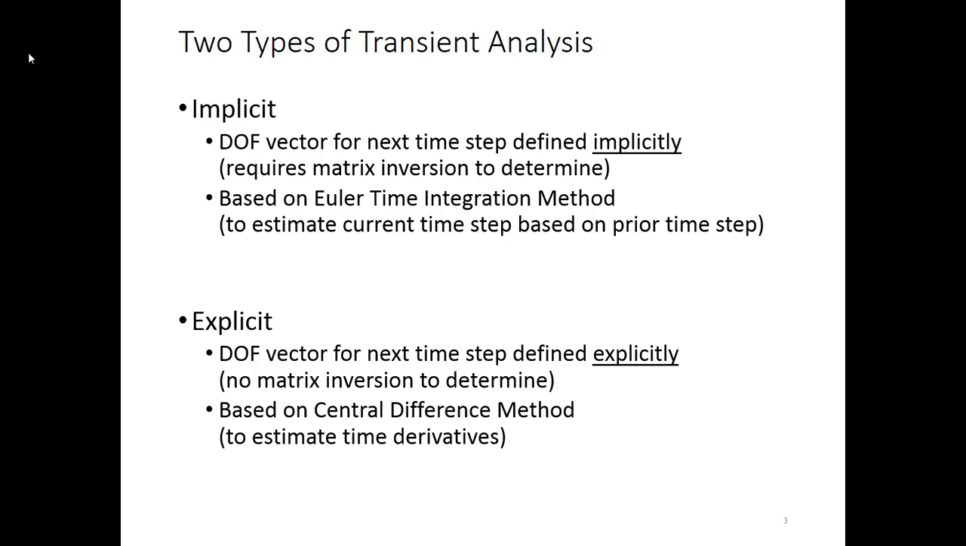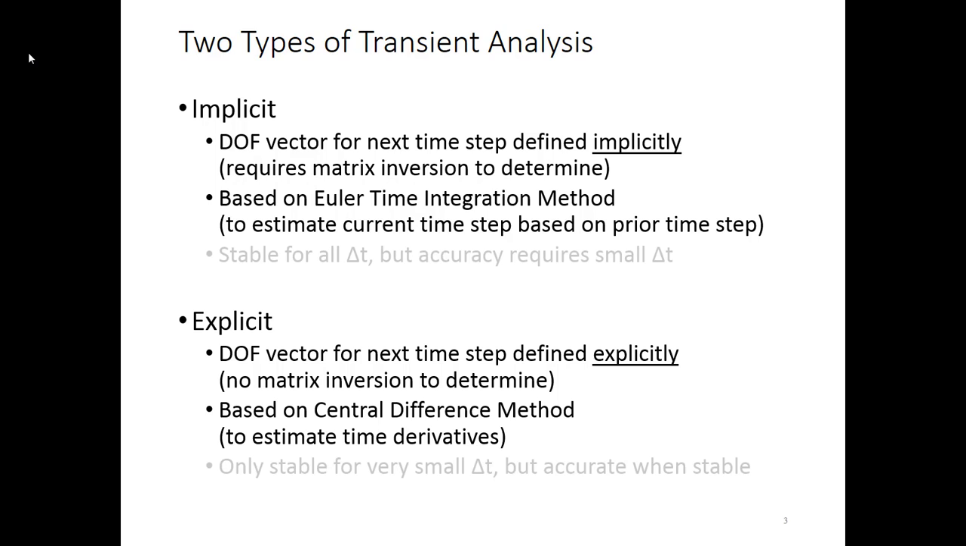So the implicit method is based on Euler time integration. That's to estimate the current time step based on what's happened in the prior time step. Explicit, on the other hand, is based on the central difference method for approximating. That's going to estimate your time derivatives. And I'll go into both of these in more detail in this and the next video.